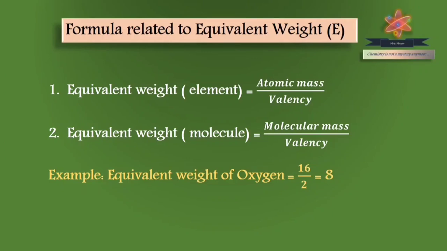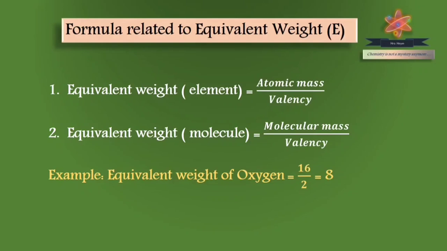Atomic mass is nothing but the sum of the number of protons and neutrons in the nucleus of an atom. Molecular mass is nothing but the sum of the atomic masses of all atoms present in that molecule. Then valency is nothing but the combining capacity of an atom.